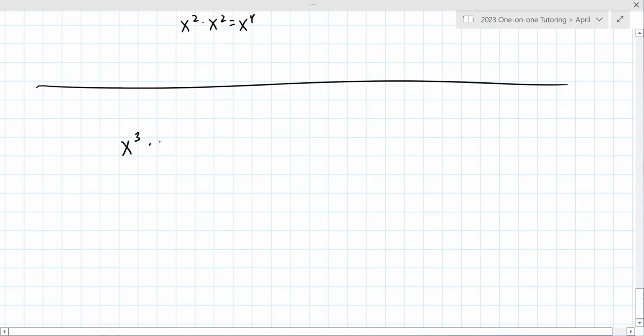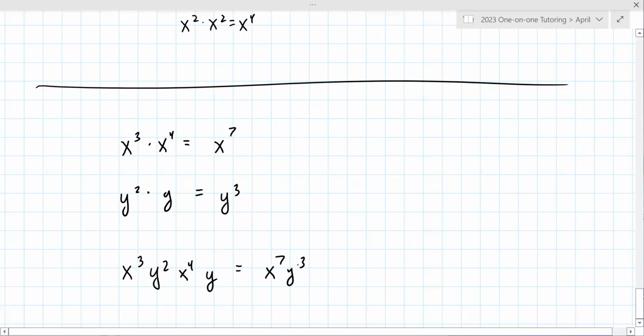What is x cubed times x to the 4th? X to the 7th. Okay, what is y squared times y? Y to the 3rd. Now I can also mix these up. X cubed, y squared, x to the 4th, y. What does this equal? X to the 7th, y to the 3rd. Very good. Okay, you got it.